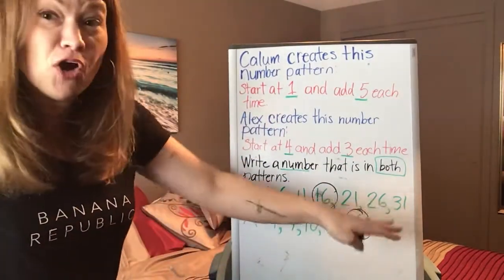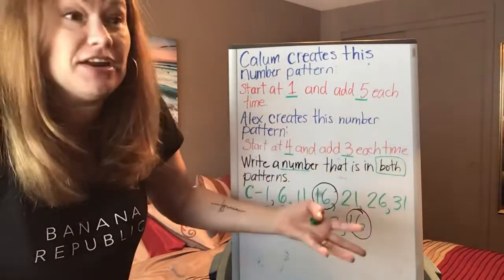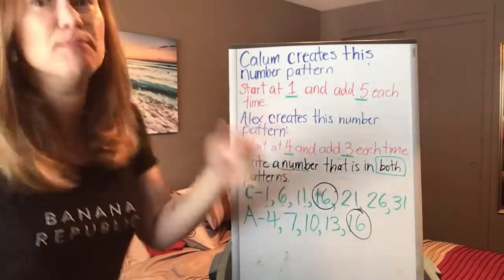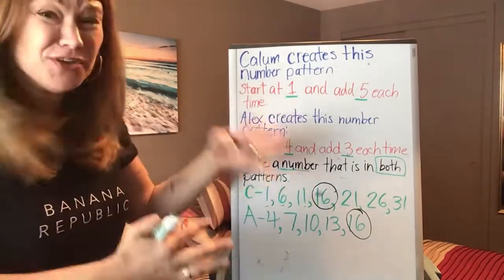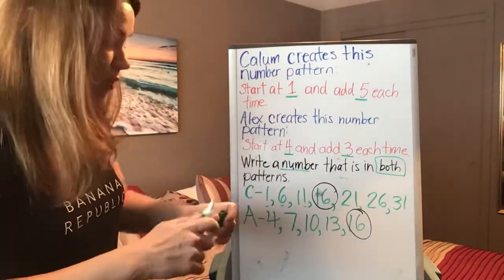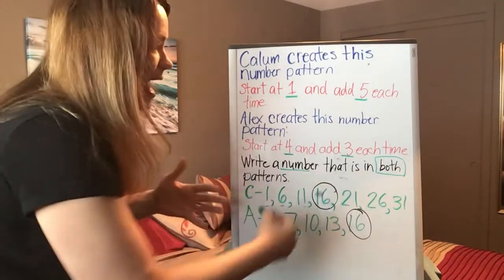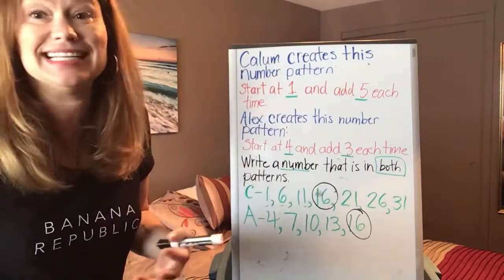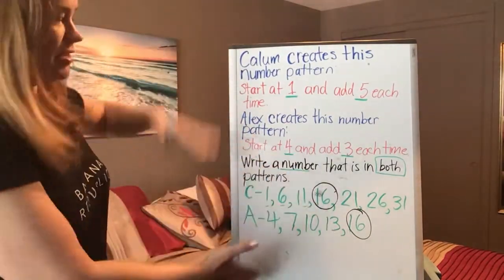Now, if I kept going, I might find other numbers that are the same as well. But you only need to find a number, one number that's the same. So the easiest is just to find the first number that's the same. So I've written down the patterns, I've shown which one is the same, and then of course I always want to end in a sentence.